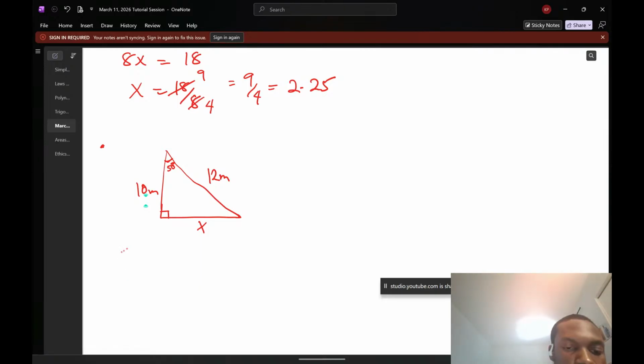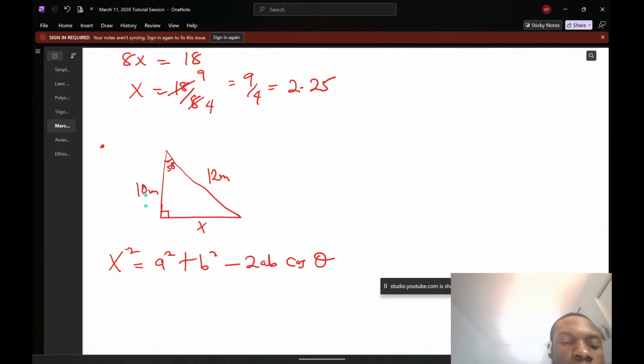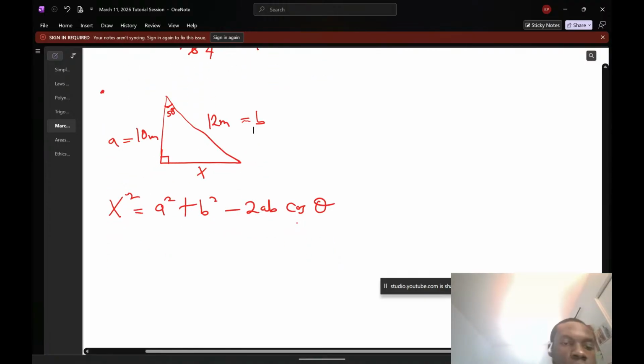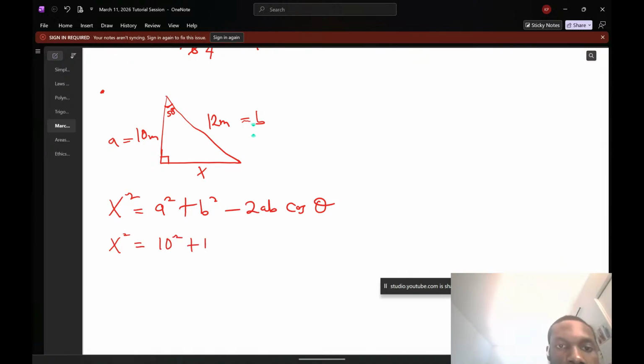So we have s squared is equal to a squared plus b squared minus 2ab cos theta, or cos x, or whatever you want to call it. So let's say this side is a, this side is b. Okay. So that's x squared is equal to 10 squared plus 12 squared minus 2 times 10 times 12 cos 50 degrees.